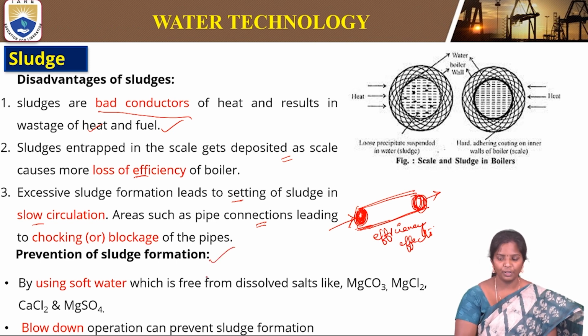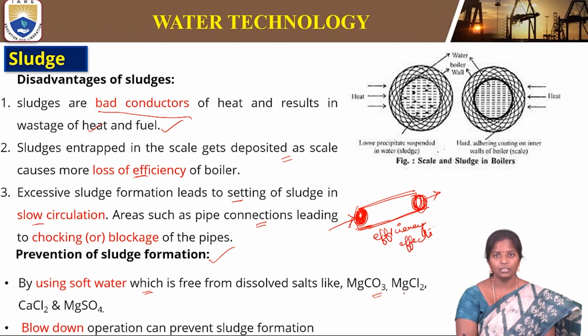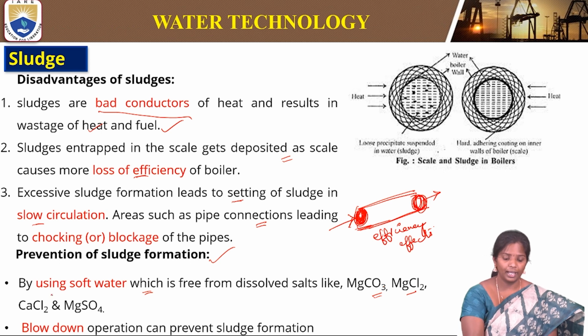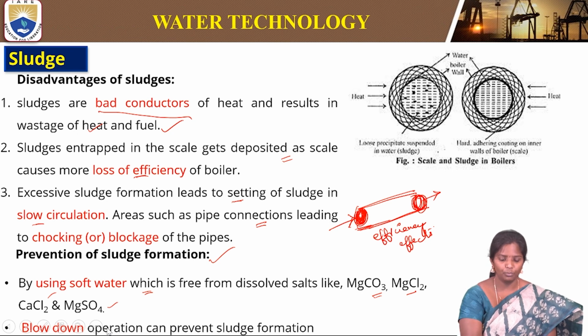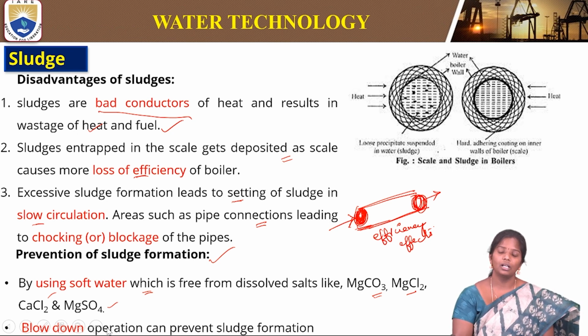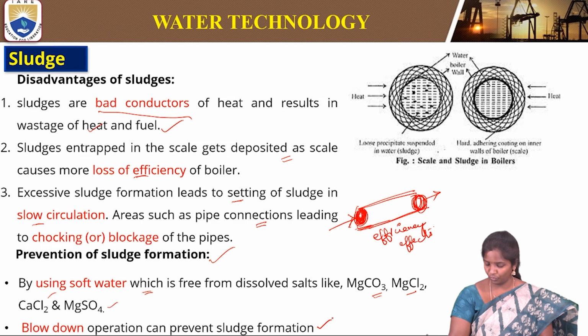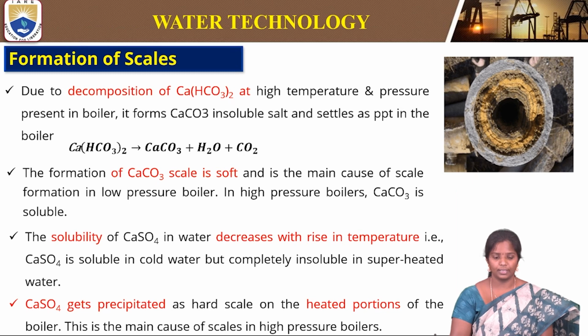So how do we prevent this? By using soft water which is free from dissolved salts like magnesium carbonate, magnesium chloride, calcium chloride and magnesium sulfate. All these have to be avoided. How can we do this? A blowdown operation can prevent this sludge formation. We will see how it can be further improved to obtain good operation of these boilers.